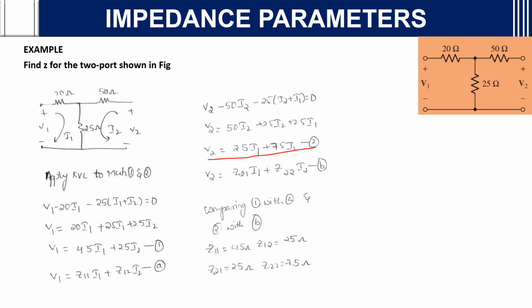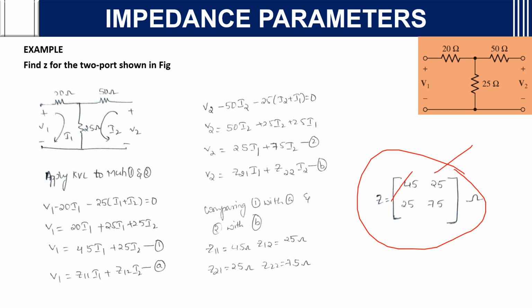So V2 is equal to Z21 I1 plus Z22 I2. If you compare this, Z21 is 25, Z22 is 75. You should know the parameter equations. I told you, you need to compare in that form. So comparing 1 with A and 2 with B, you will get Z11 is 45, Z12 is 25, Z21 is 25 and Z22 is 75. So the Z parameters matrix is 45, 25, 25, 75 ohms.